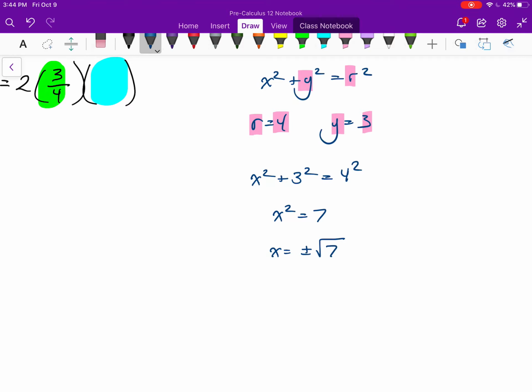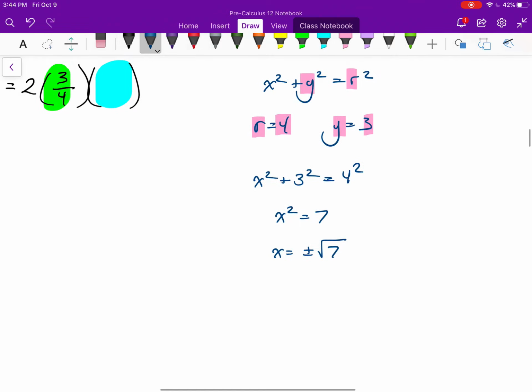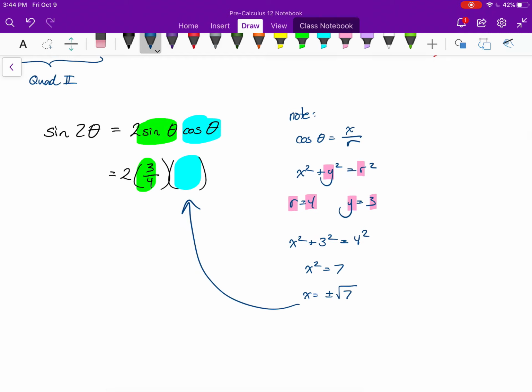X can be negative. It can be positive. And so I have two possibilities here. So what do I put right here? Remember, cosine is x over r. So I know r is 4, but what is x? Is it positive root 7, or is it negative root 7, or is it both?